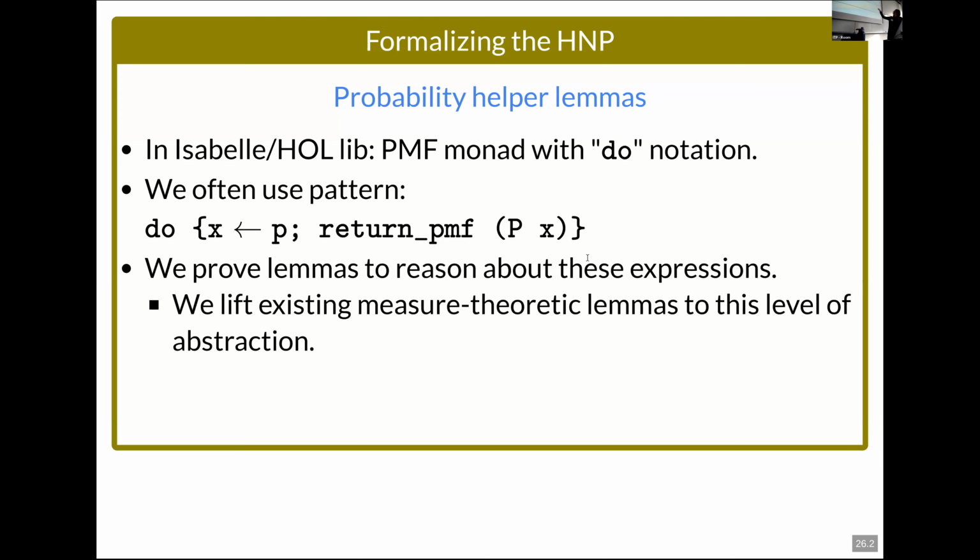Now, there were plenty of measure theoretic results already in the Isabelle library. So again, the Isabelle libraries are very strong, with strong support for measure theory. But we found that they didn't really apply well, at least immediately, to expressions of this form. Sledgehammer was sort of struggling with proving anything about these things. So we proved some lemmas which operate specifically on expressions that look like this, essentially lifting these measure theoretic results to this level of abstraction.